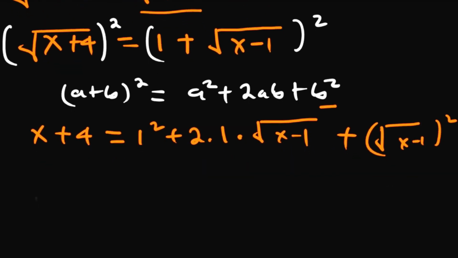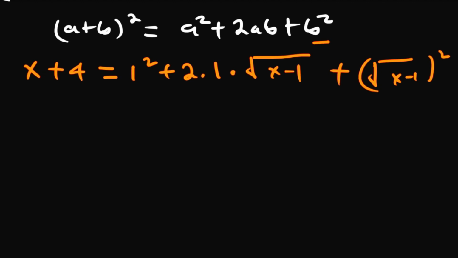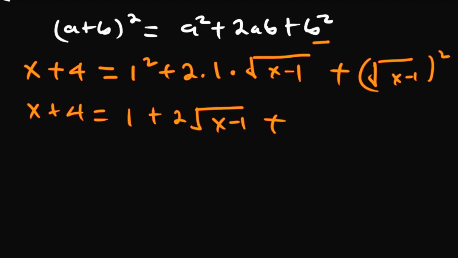So if we simplify this, we're going to have x plus 4 is equal to 1 squared, which is 1, plus 2 times 1 times the square root of x minus 1, that is just 2 times the square root of x minus 1, plus the square root of x minus 1 squared is the same as just x minus 1, because the square will cancel the root sign. So now at this point, we just take all these other terms on one side, the ones that do not have a radical, or the ones that do not have a square root. So let us do that.